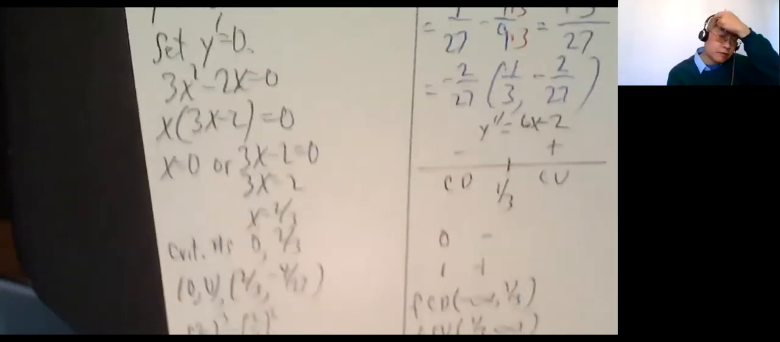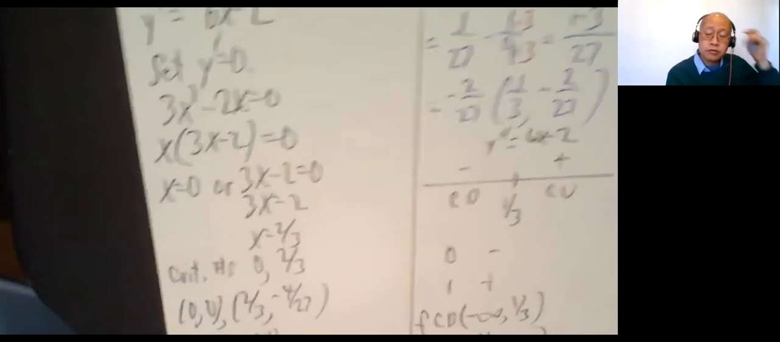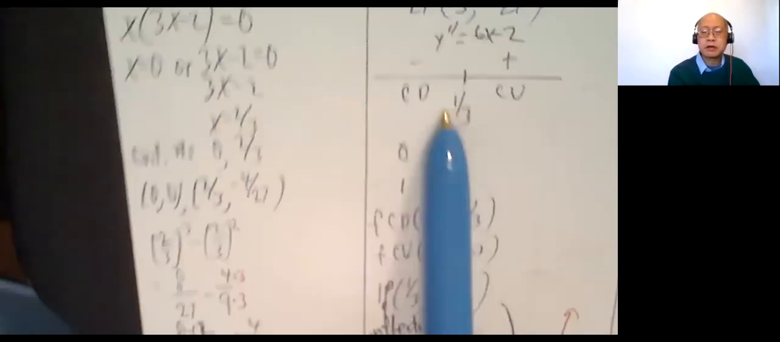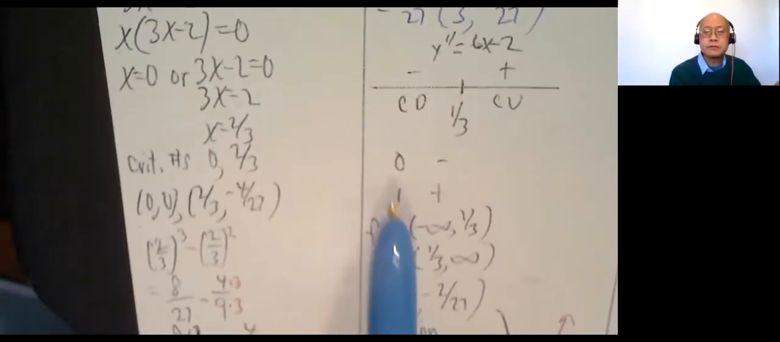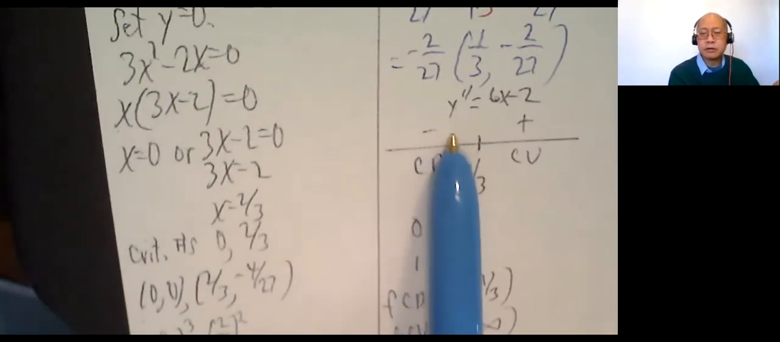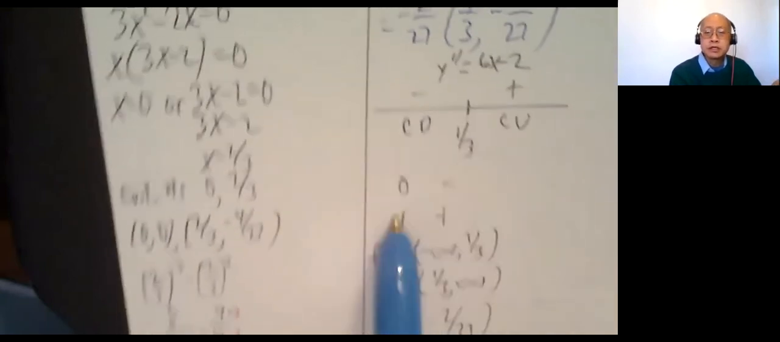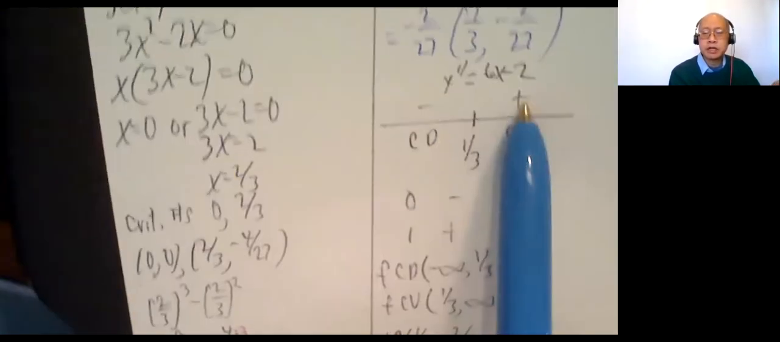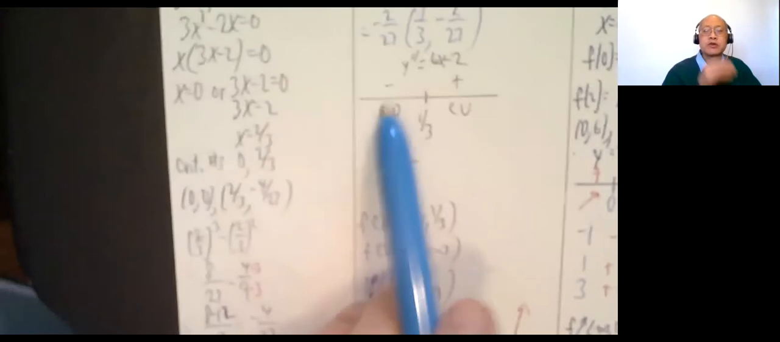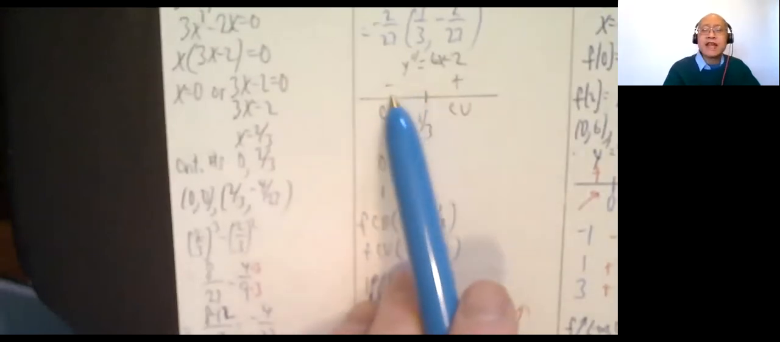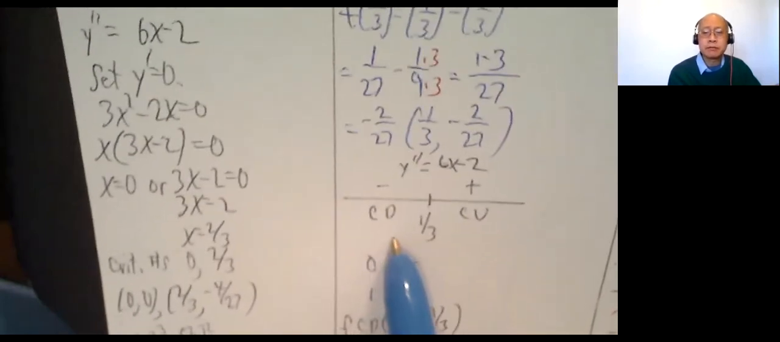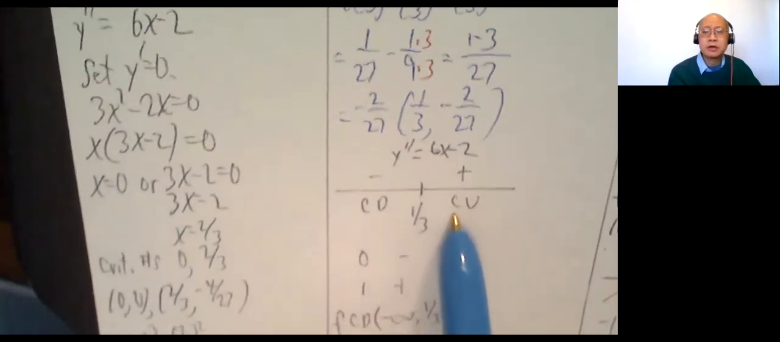That means everywhere else is either positive or negative. So just determine what the sign is. I picked something less than 1/3, 0. Pick something greater than 1/3, 1. Plug in 0. 6 times 0 minus 2, -2, that's negative. 6 times 1, 6 minus 2, positive. Now, however, we're doing the second derivative. Second derivative negative, concave down, upside down U shape. Second derivative positive, concave up.